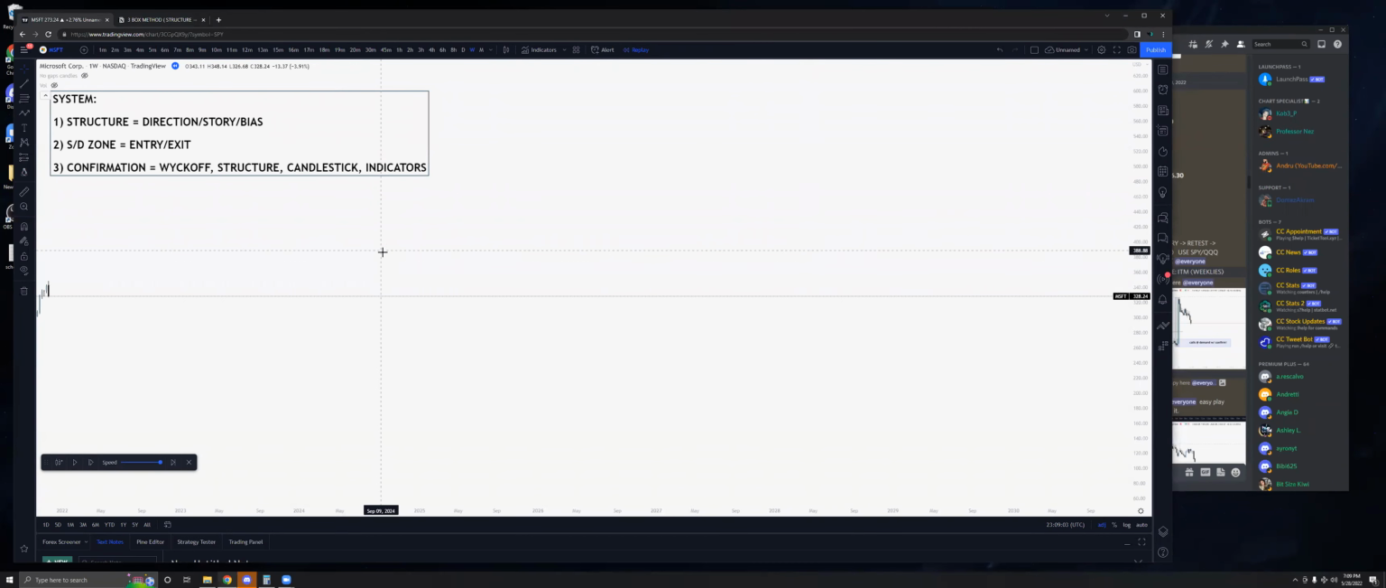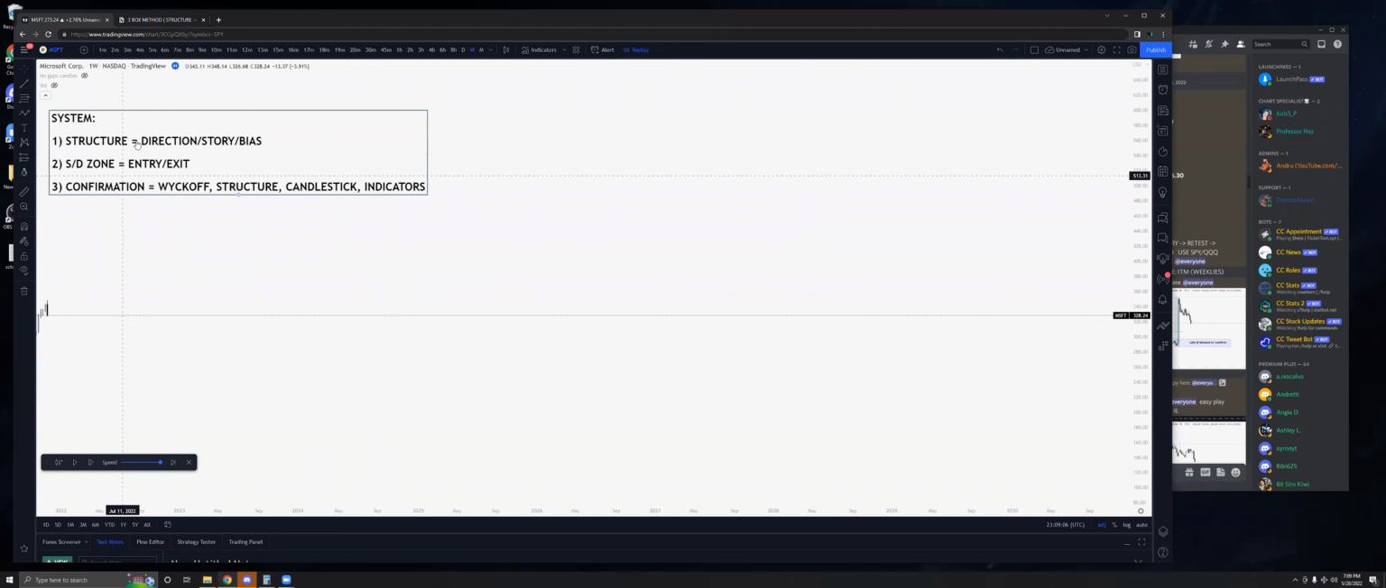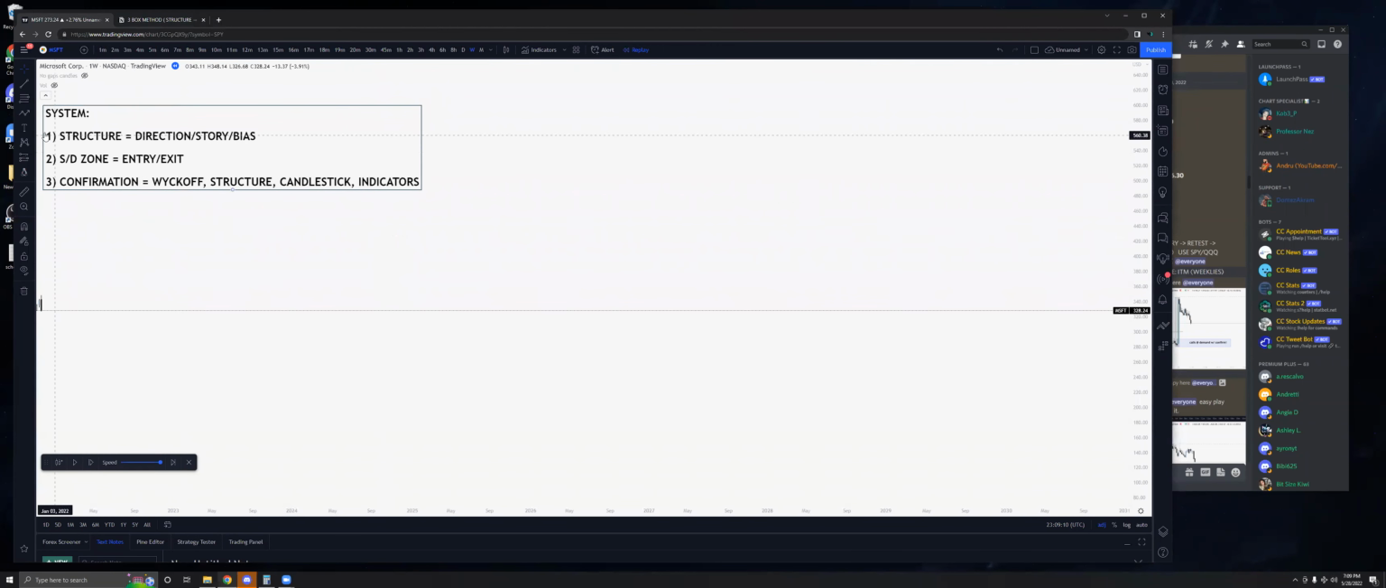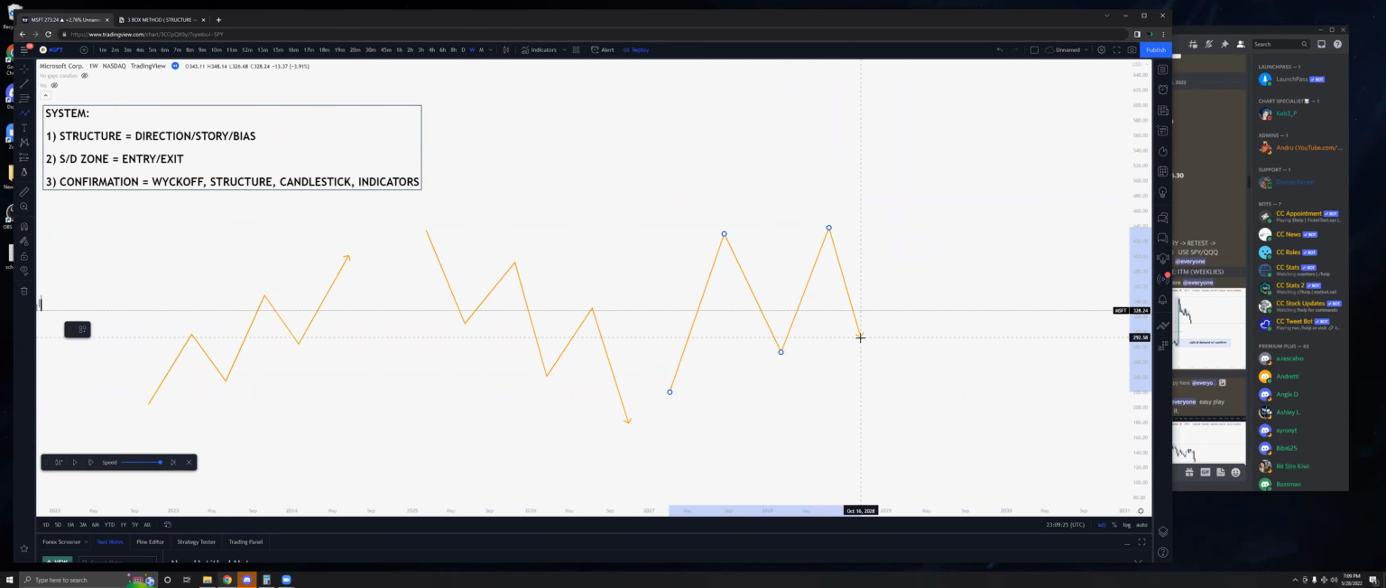Sorry about that, guys. All right, so the system again: structure, supply and demand zones and confirmations, the direction. Whatever phase we see, we see an uptrend, we see a downtrend, and then we see a range, okay?